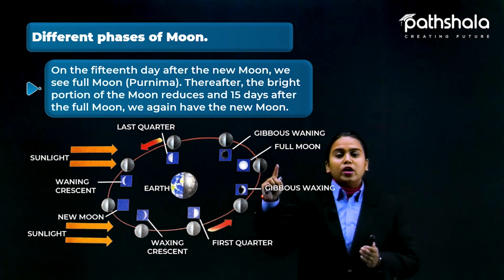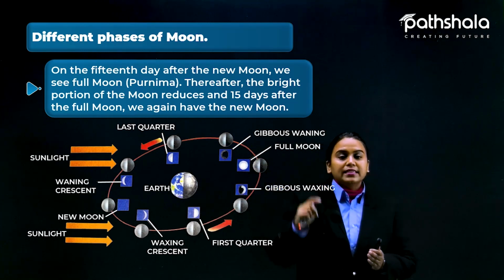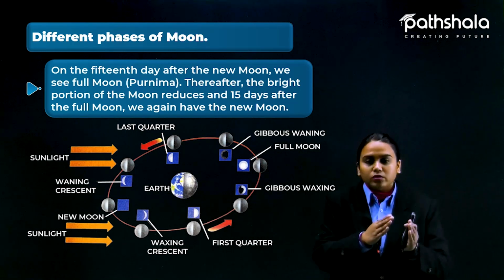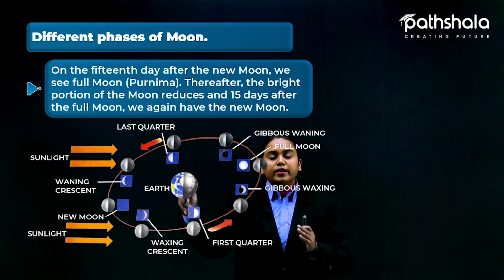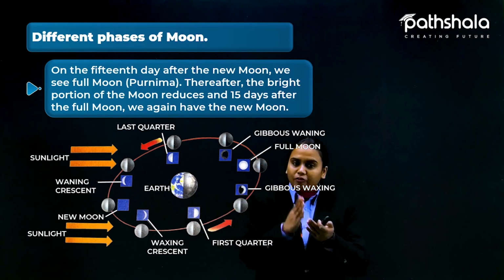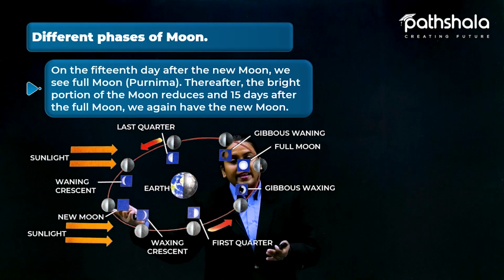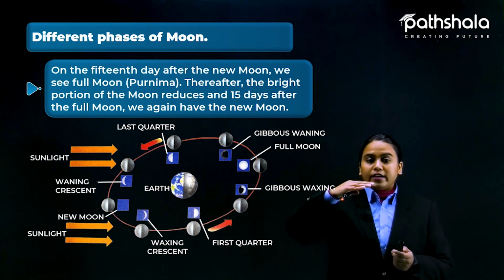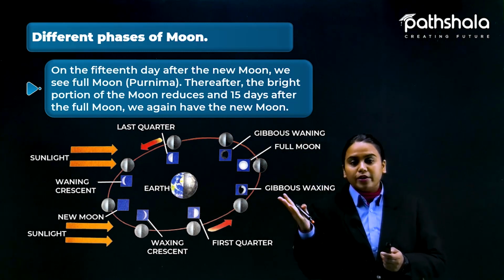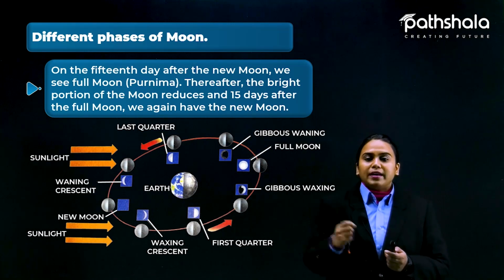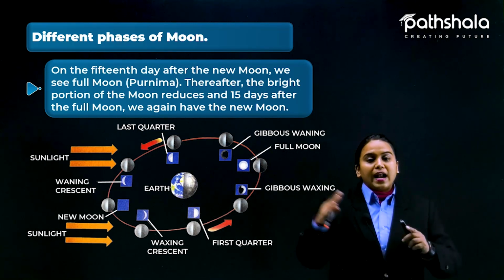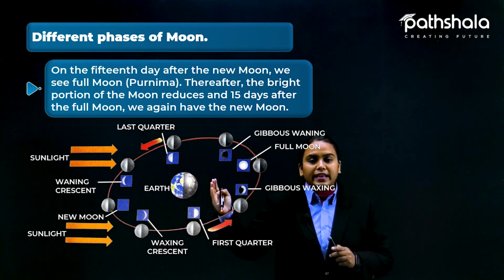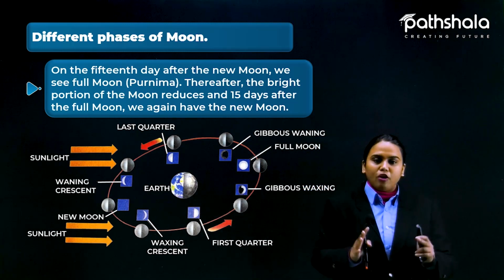So the waning gibbous is when more than half of the moon is now reduced. Then the last quarter, where we are able to see the half part of the moon, and then the waning crescent, where less than half of the moon is visible, so it is reducing itself. Then it again becomes the new moon. At that time we are again at the same place, where the people on the earth in the night sky won't be able to see any moon in the sky.